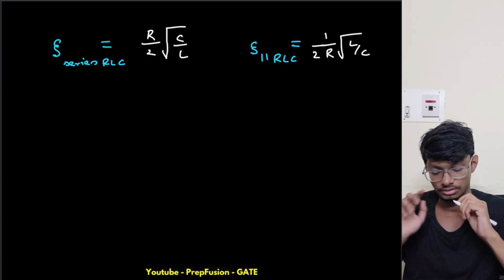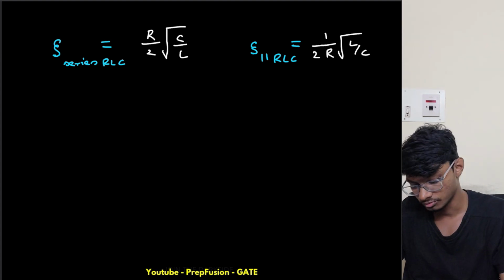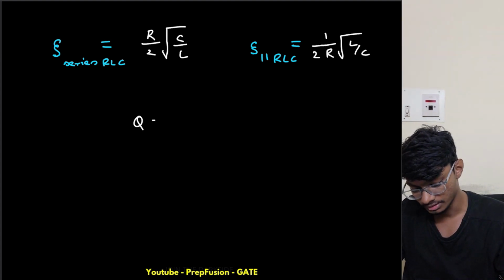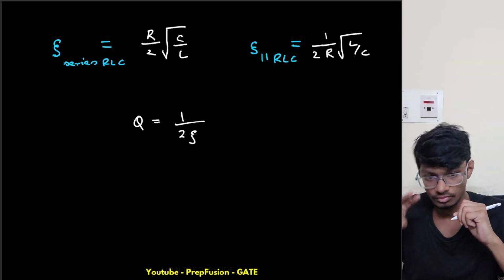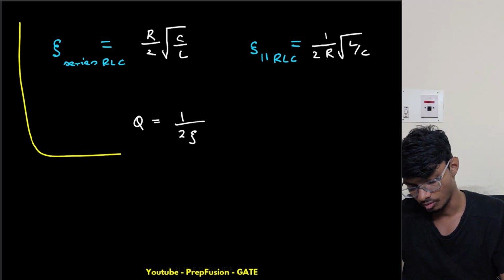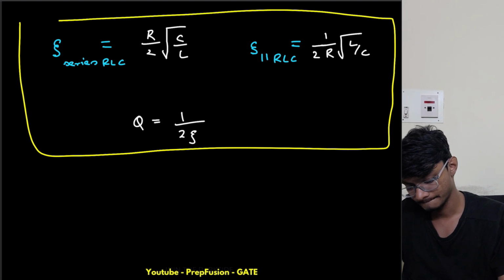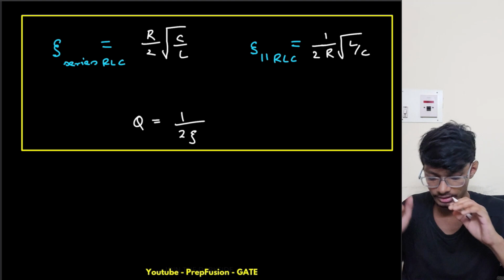Now if you forget this relation, one relation you can remember through the quality factor is that my quality factor will always be equal to 1 by 2 zeta. So this you can always remember. These three formulas are important. For series RLC and parallel RLC, you remember these three formulas and you are good to go, right?